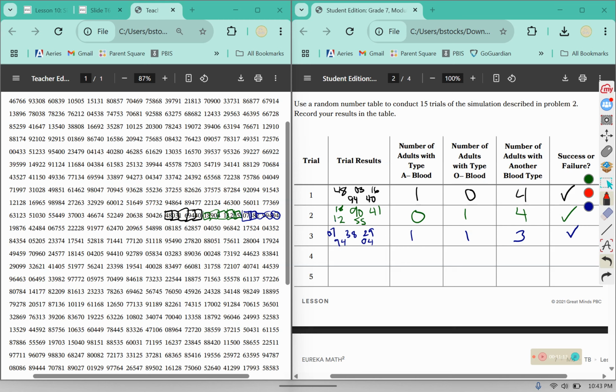And then we jump right down to the next line. 19, 87, 64, 24, and 84. None of them were from 1 to 6. None of them were from 7 to 13. All of them were other blood types, so that one is a failure.